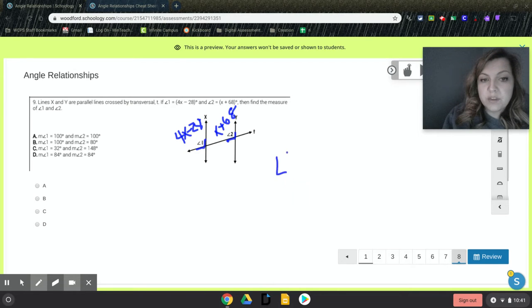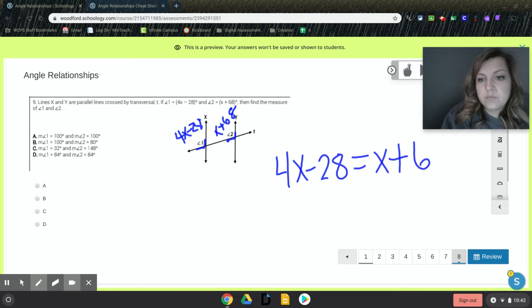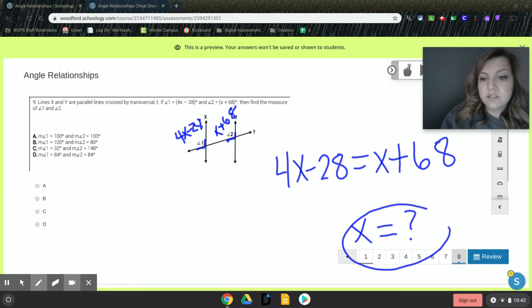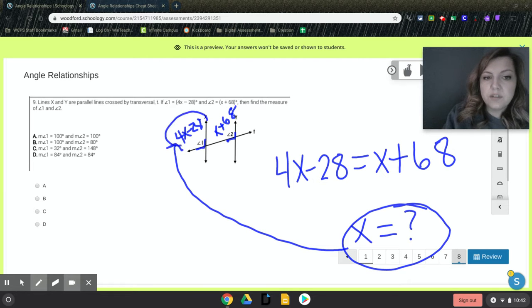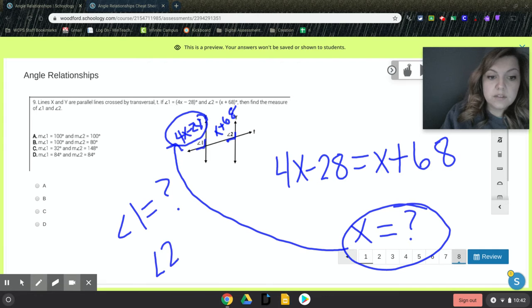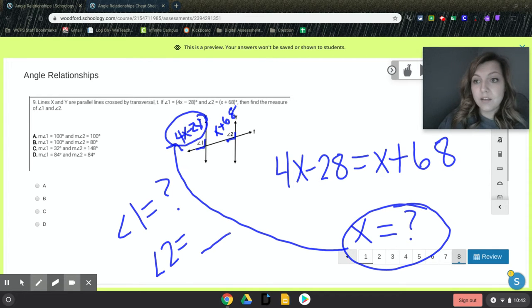So remember, when they are congruent, that means you set them equal. You're going to solve for x. And when you solve for x, you have to take it and substitute it into one of the equations to find the measure of angle 1. Since they're congruent, that means that whatever the measure of angle 1 is, the measure of angle 2 will be the same value. Okay? All right.